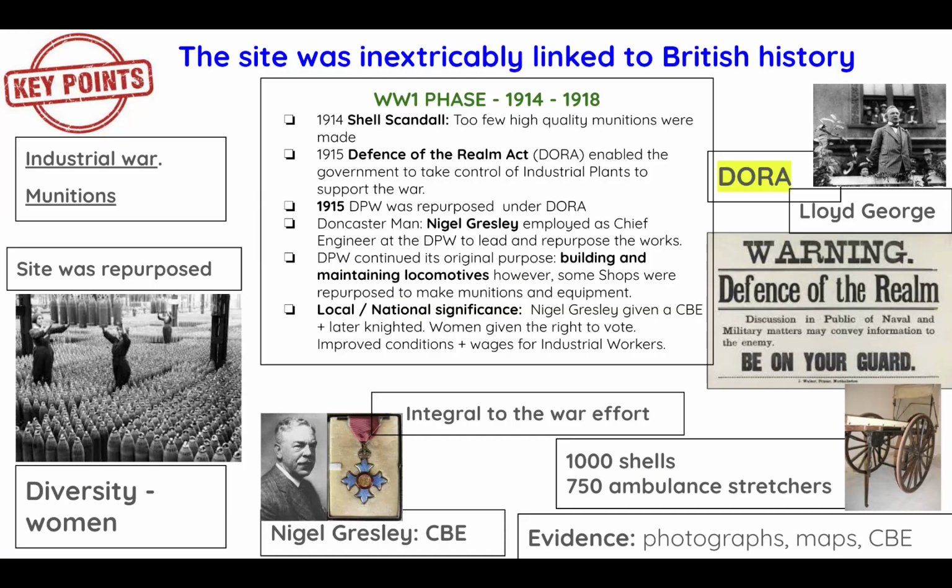Phase 2, World War I. So during World War I, the site changed in its function and was repurposed to make munitions for the war, but it did also continue to operate as an industrial factory as well. The cause of the change was DORA. So the government now controlled the site and it required industries like the plant works to support the war effort.